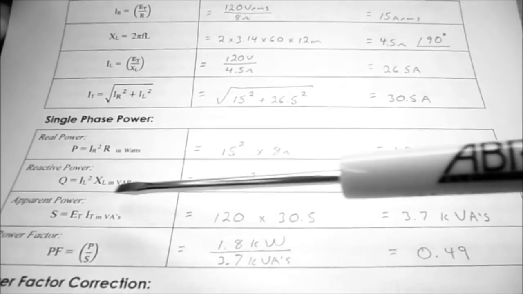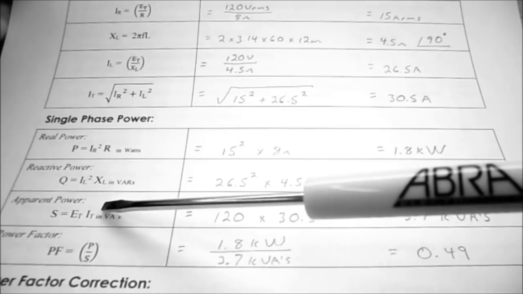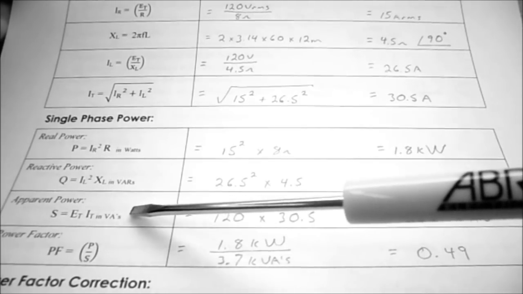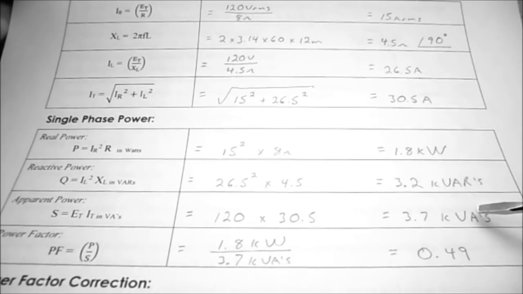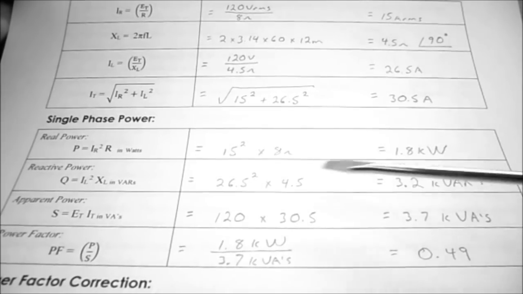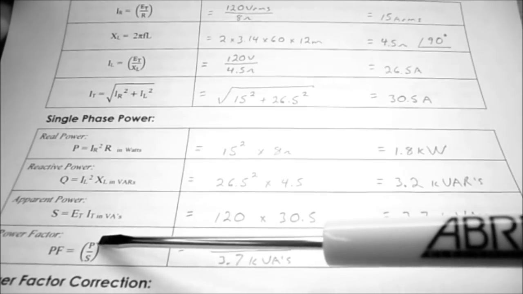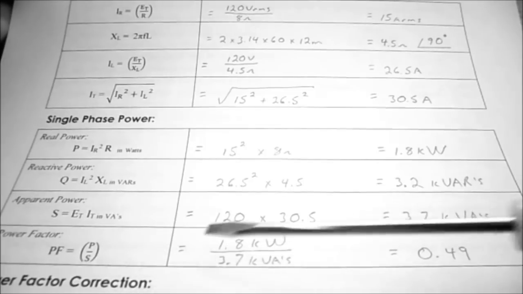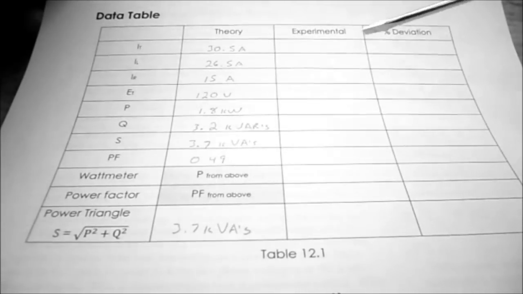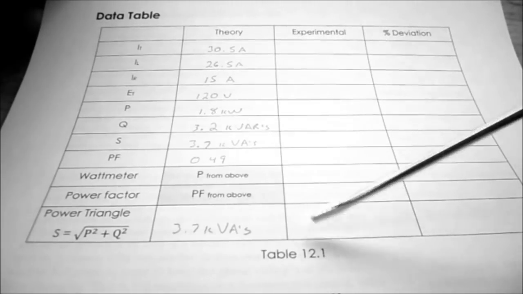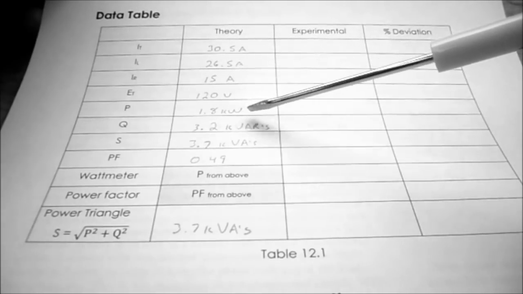Apparent power is S, and that's equal to the total voltage times the total current. And that's measured in volt amps, and that works out to 3.7 kilovolt amps. Power factor is the real power divided by the apparent power, and that worked out to 0.49. So in table 12.1, I've recorded my theoretical calculations.